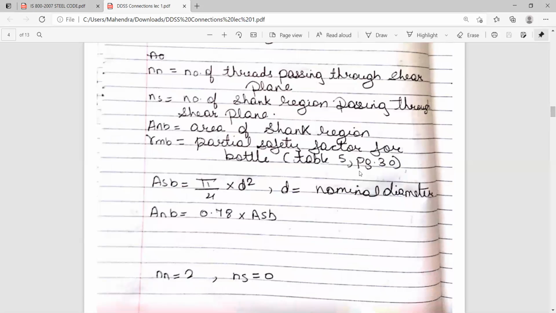Then the value of ASB is pi by 4 d square. Whatever the diameter of the bolt available, that value you have to put over here. D will be your nominal diameter of the bolt, and for AB the formula will be 0.78 into ASB. NN will be 1 or 2 and NS will be 0. So note down this one. This all is the basic for the bolted and the welded connection.